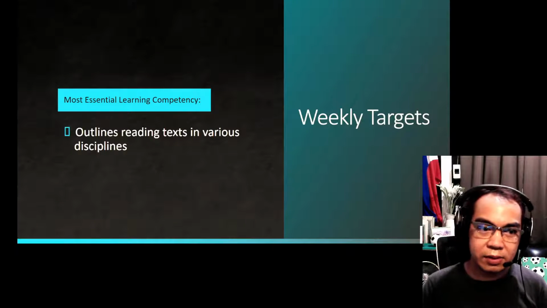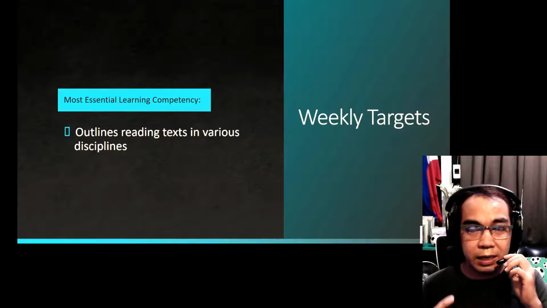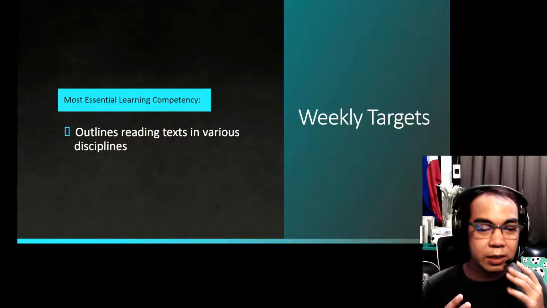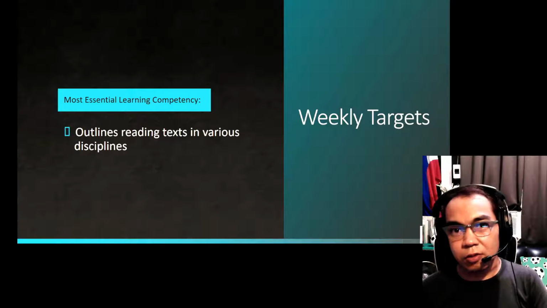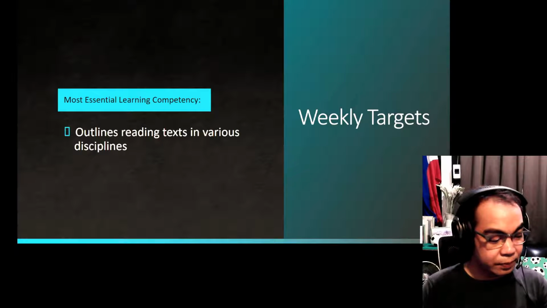So we have very simply one MELC for this week, which is to outline reading text in various disciplines. By the end of this week, you are expected to be able to know how to outline reading texts given or taken from different subjects. Okay?